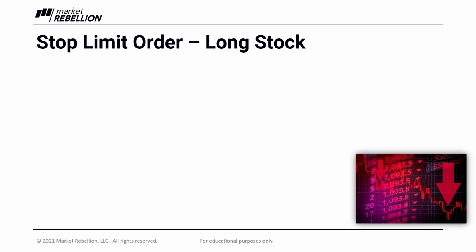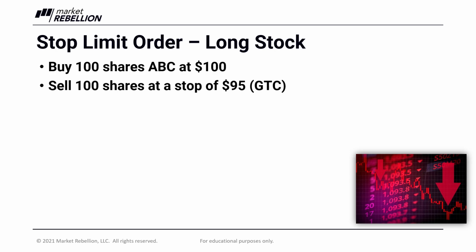So for example, let's say that you buy 100 shares of ABC at $100, and just in case it falls, you place an order to sell 100 shares at a stop price of 95, good till canceled, but you also put a stop limit of 94 on it. Notice that you've named two prices. Here is your stop order, and here is your stop limit. Now, in most cases, traders will place their stop limit order to be something less than their stop order. In this example, we've listed 94 instead of 95.